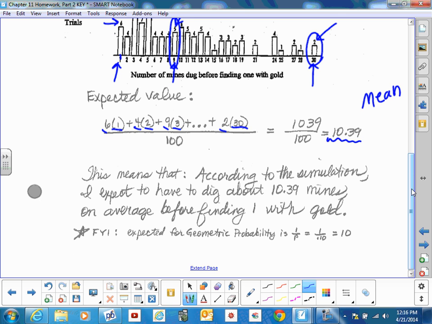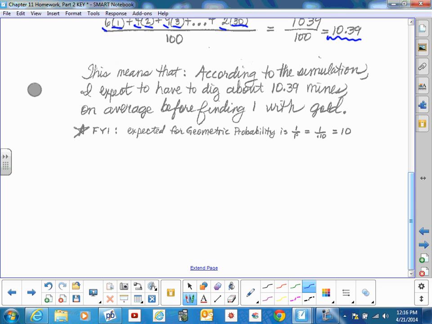Now, you didn't have to know this, but I wanted to remind you that the expected value for geometric probability is 1 over p, 1 over the probability of success. The probability of success was 0.10, which meant that on average, in the long run, they'd expect you to do 10. Why is this one off?